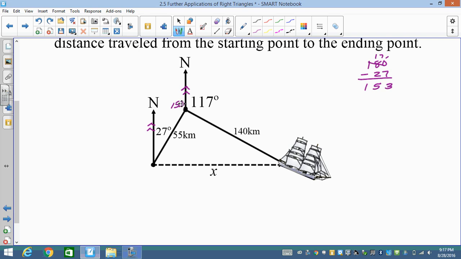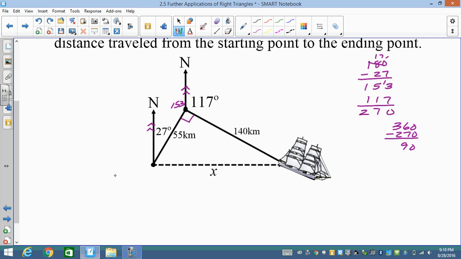And you might be going, okay, so it's 153 degrees. But what we're looking at is all three of these together must add up to 360. So if I add the 153 to 117, 5, 6, 7, so 270, and 360 minus 270 gives me 90. So this is a right angle here.